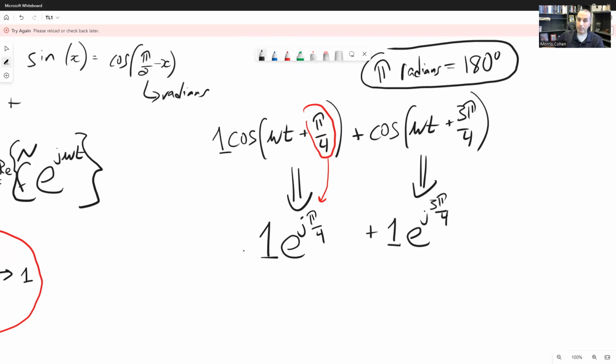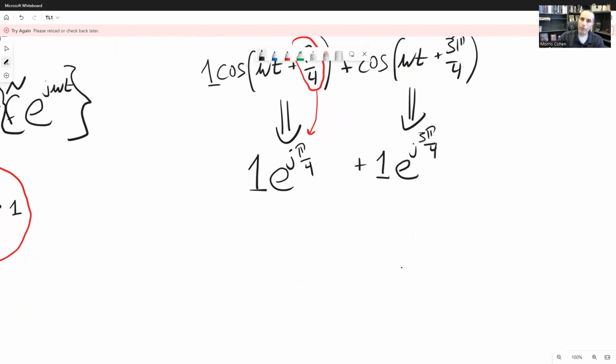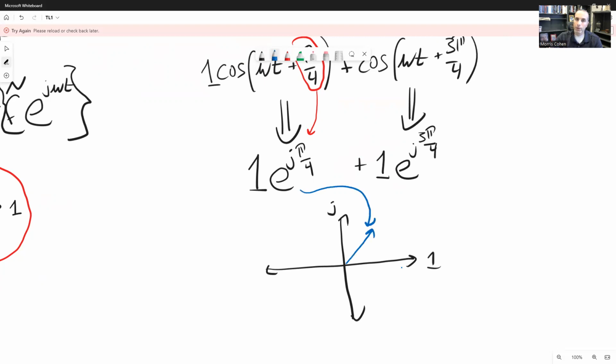Let's look at this graphically. For the first one, I'm going to draw a vector here in this real imaginary axis, the complex plane as it's sometimes called. It's going to have length 1, and it's going to have an angle of pi over 4 with respect to the x-axis. That's 45 degrees. So the first term is going to come over here. The second one again has length 1, but it has an angle of 3 pi over 4, which is 135 degrees. So that's going to go over here.